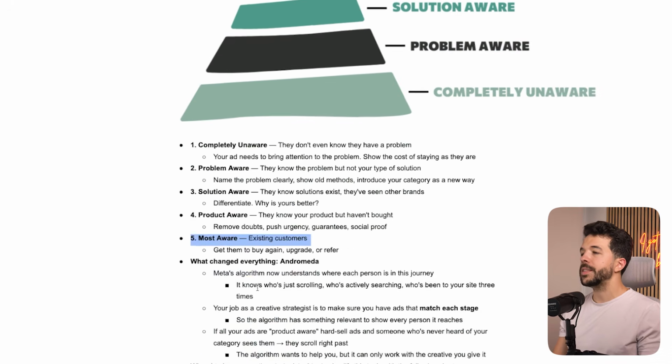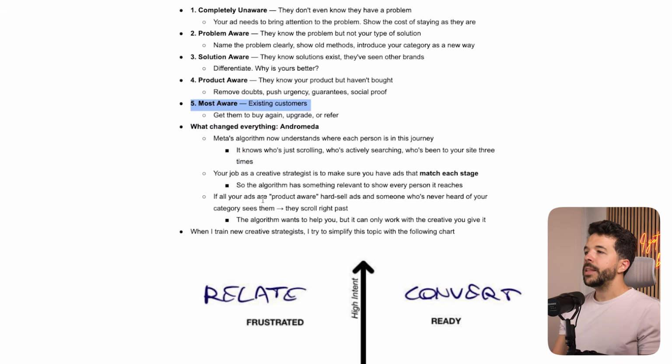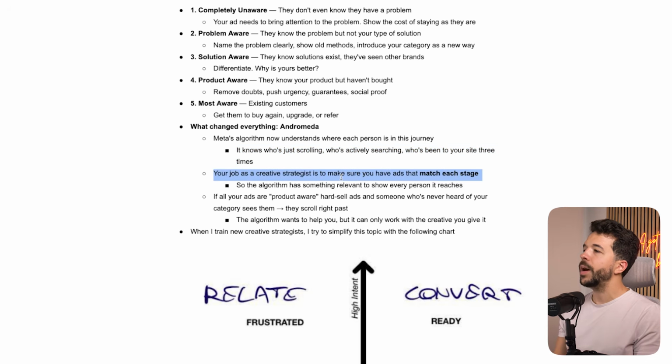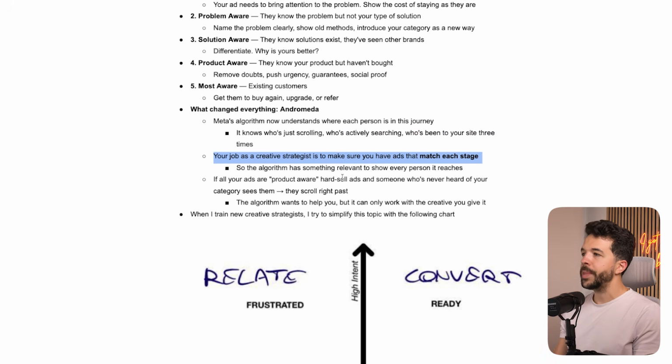These are 5 levels that are very important to understand. Now, this has become much more relevant and important ever since Andromeda was rolled out. Meta's algorithm now understands where each person is in their buying journey, and it knows who's just scrolling, who's actively searching for a product, who's been to your site 3 times. Your job as a creative strategist is to make sure that you have ads that match each stage, and you want to feed the algorithm with all these different ads.